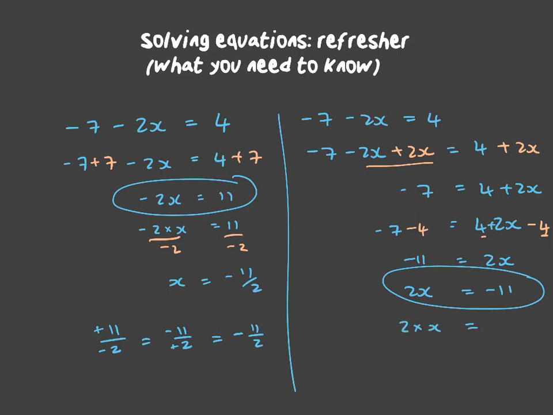2 times x is equal to minus 11. But I don't want 2 times x, I just want x. So you would divide by 2 on both sides. So therefore, what do we have? We've got x is equal to minus 11 over 2.